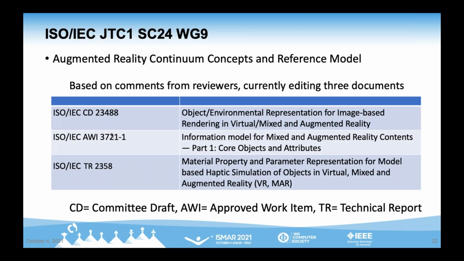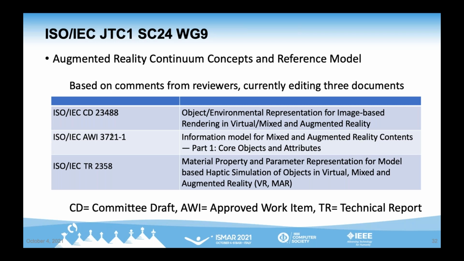Now let's turn to the new activities or the existing activities in the ISO IEC Joint Technical Committee 1, Subcommittee 24. Subcommittee 24 has a working group 8 for the spatial reference model, working group 9 for the AR continuum concepts and reference model, as well as working group 11, which is the one I mentioned earlier, started recently in 2021 to focus on health and safety.